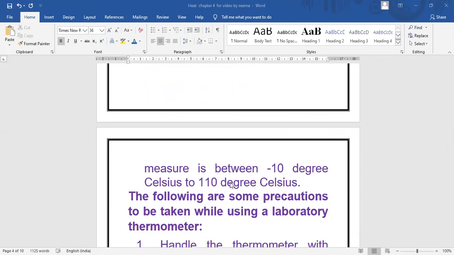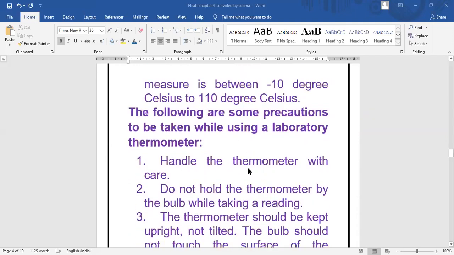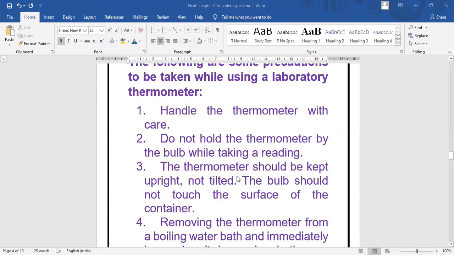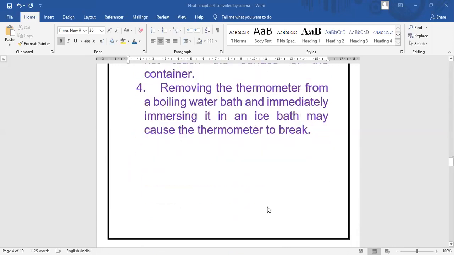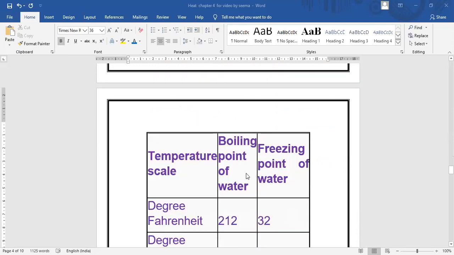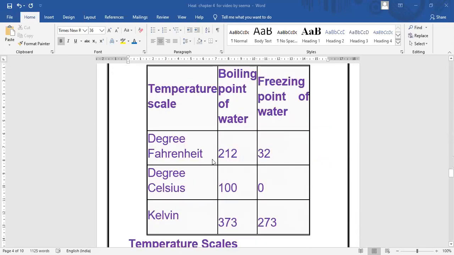We have to follow some precautions while using a laboratory thermometer. First one, handle with care. Do not hold the thermometer by the bulb while taking a reading. The thermometer should be kept upright, not tilted. The bulb should not touch the surface of the container. Removing the thermometer from a boiling water bath and immediately immersing it in an ice bath may cause the thermometer to break.